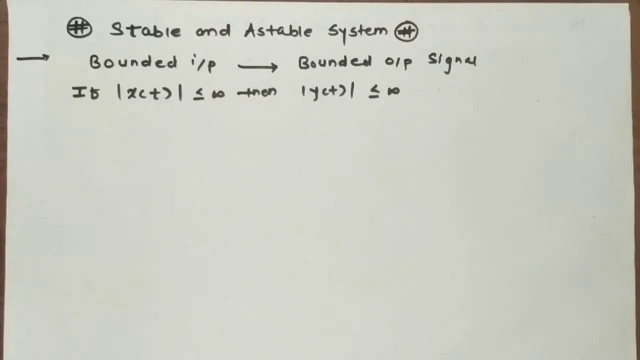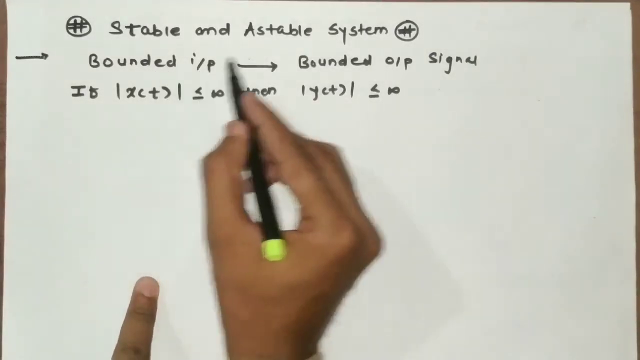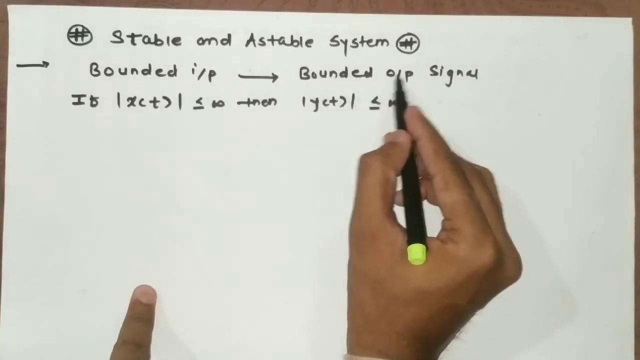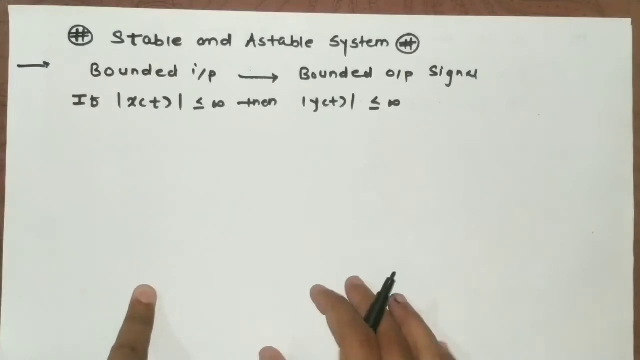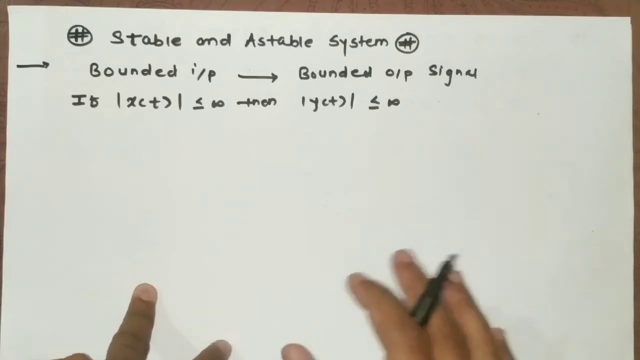Hello everyone. In this segment we will discuss stable and unstable systems. Now let us define what we mean by a stable system. A system is said to be stable if for every bounded input it produces a bounded output signal. Now bounded means its magnitude should be less than infinity, or it should be finite.